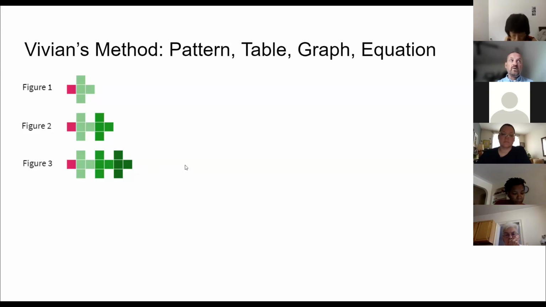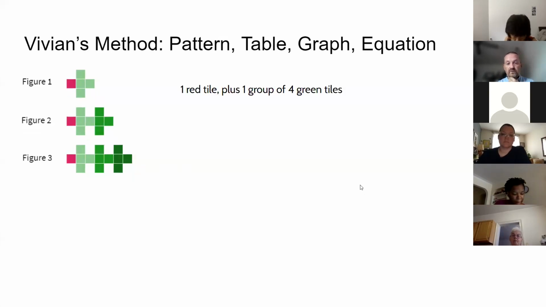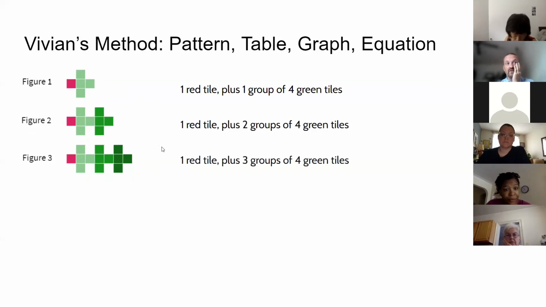So we can start to write this in words like this, right? So figure 1 is one red tile and one group of 4 tiles. Figure 2 is one red tile and 2 groups of 4 green tiles. Figure 3 is one red tile plus 3 groups of 4 green tiles. So if we wanted to jump ahead, because a lot of this is about predicting what happens with any old number we put in here, right?